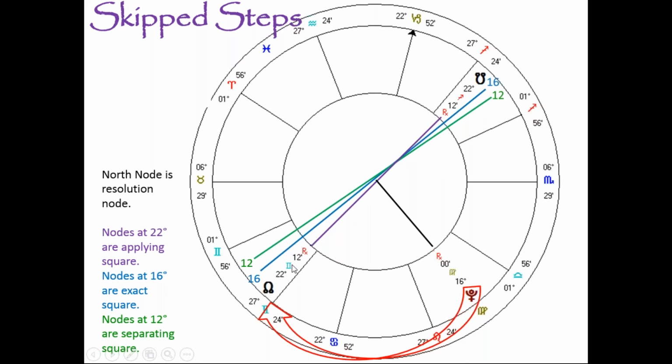The applying squares with any planet square the nodes are going to have a lot more tension because the squares have been building up. If they're exact, it is as intense as it can get with that planetary skip step. And if they're separating, it has a tendency to be a little easier to move through and integrate because they've been dealing with it prior lifetime. Make sense in regards to that?